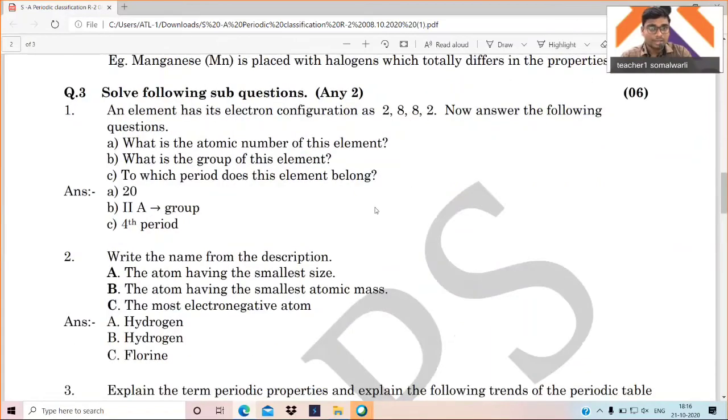Now importantly, for an element having electronic configuration 2,8,8,2, you have to comment on the atomic number. For that just do the summation, which is very simple. The group of the element is given by the last number, and the period by the number of shells. So the atomic number is 2 plus 8 is 10, 10 plus 10 is 20. And the group is second, because the last number is 2. Fourth period, why? Number of shells: 1, 2, 3, 4. So fourth period.